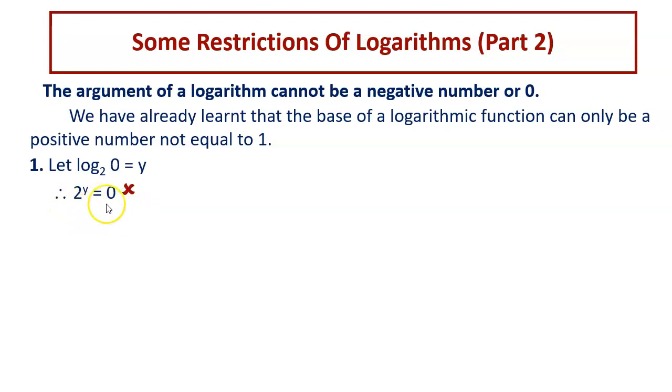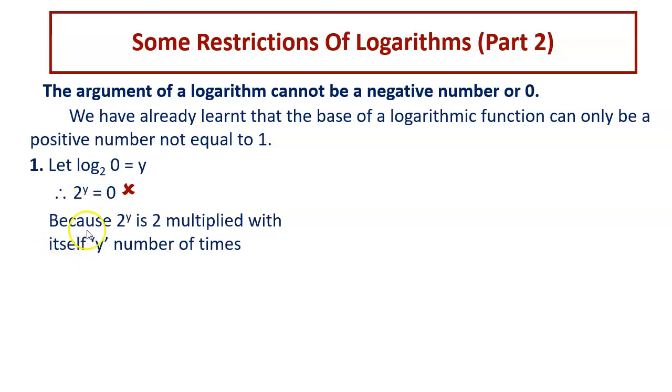And this is an invalid equation. Why is it an invalid equation? Because what is 2 raised to the power of y? It is 2 multiplied with itself y number of times. Like if you have 2 raised to the power of 3, it is 2 multiplied with itself 3 times, 2 times 2 times 2. So 2 raised to the power of y is 2 multiplied with itself y number of times.